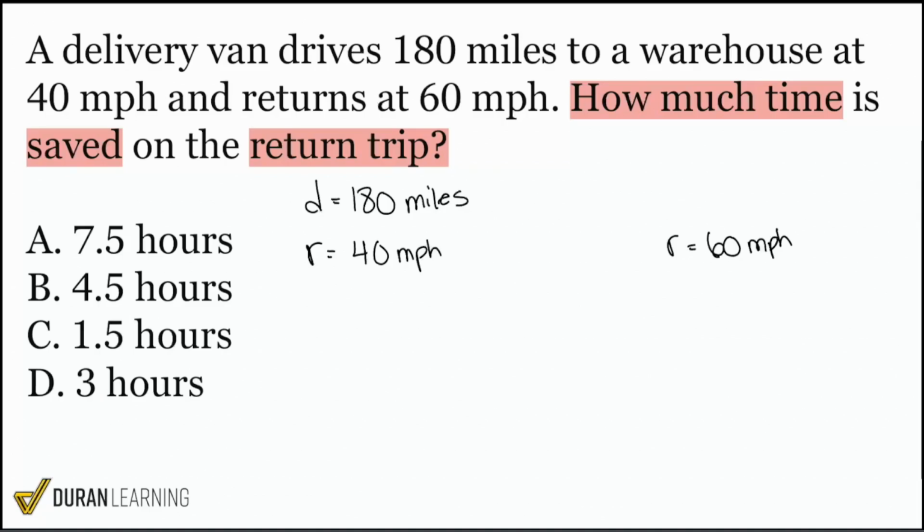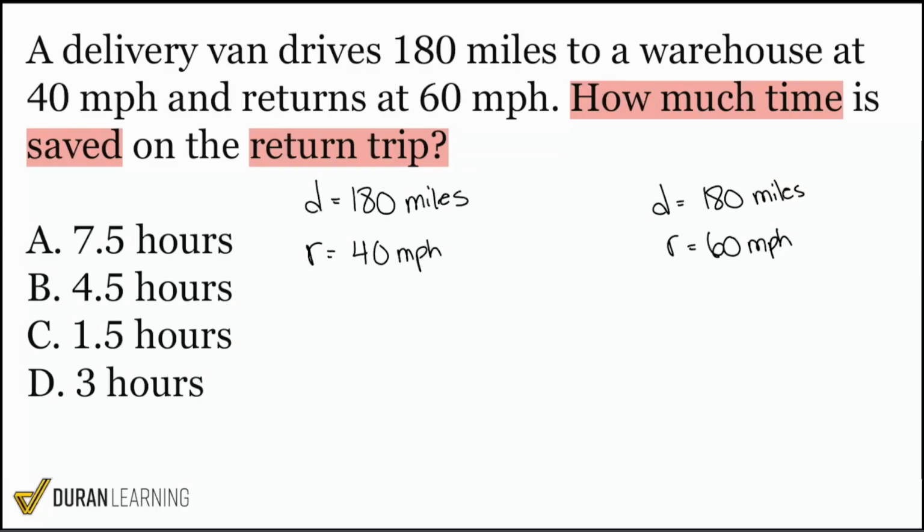But my party people, what's the distance? Is it still 180? Is it something different? Well, the way that the sentence is written, it clearly says the van drove 180 miles there and then returned at this speed. But if it returns, it's the same distance back. Point A to B is the same as point B to A, unless otherwise stated. So boom, same distance, 180 miles.